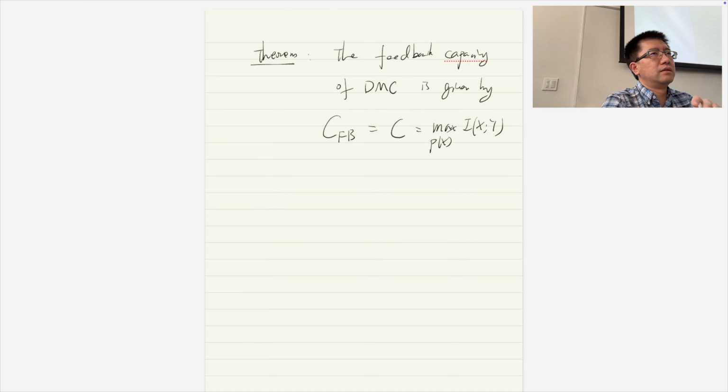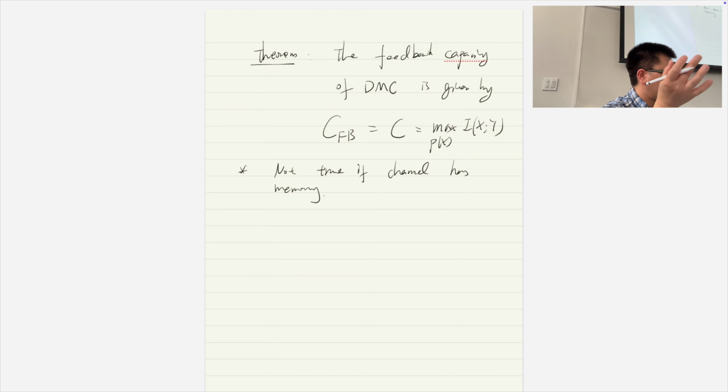If n is not infinity, then we don't know. The rate to achieve the capacity for different codes with feedback or without feedback may be different. It's not a finite n result. It's an infinite n asymptotic result. The other thing is that this result is no longer true if the channel has memory.